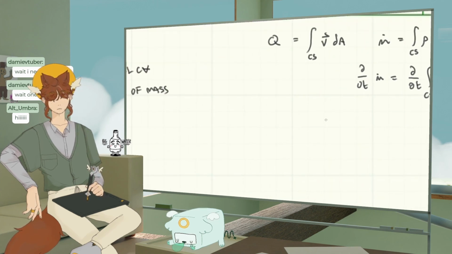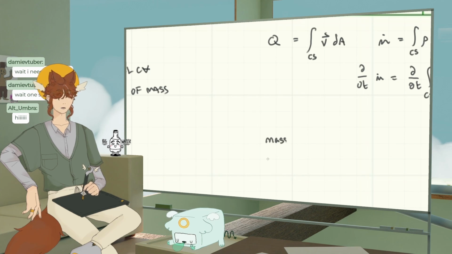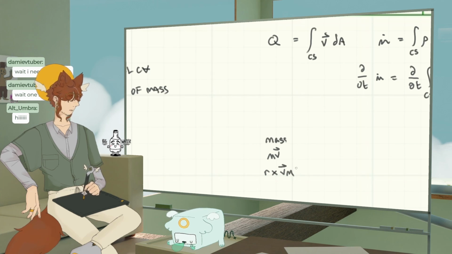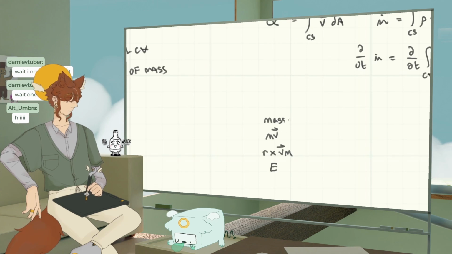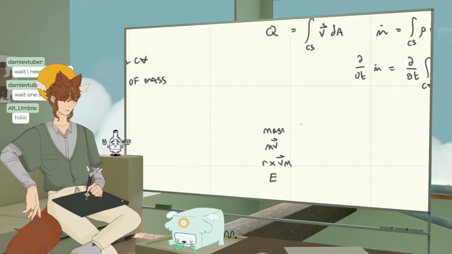So some of the things that you can analyze are, if you have mass, you can have momentum, you can have angular momentum, which is r cross mv. I don't know why I read it as vm, but it's mv. What else can you have? You can have energy. These are all our extrinsic properties, which means they depend on how much fluid we have. Mass is going to depend on how much fluid we have.